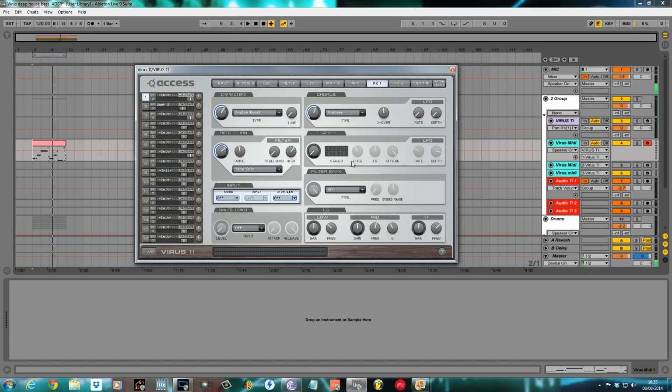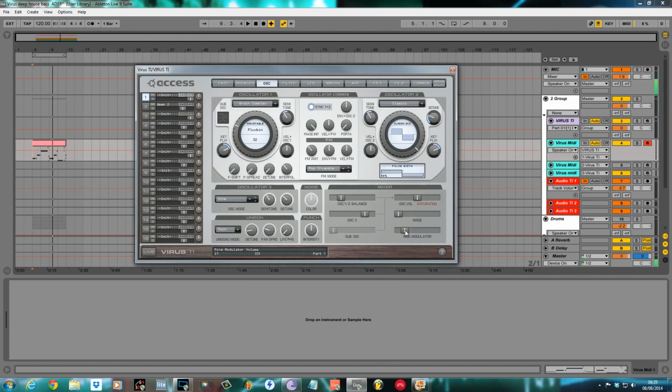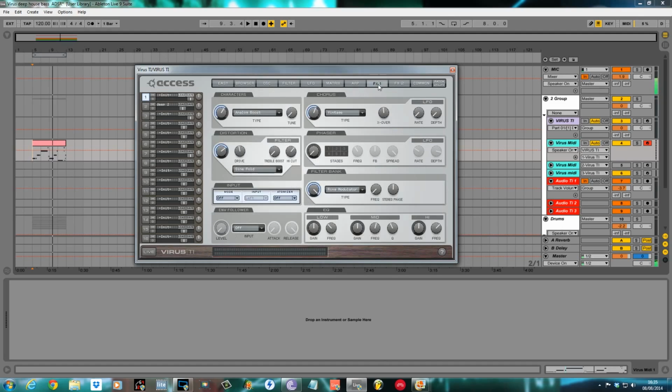I didn't use any phaser for this sound. What I used with the filter bank was a ring modulator. I know we've already used a bit of ring modulation before the filters, but it's nice to have a bit after as well sometimes. It helps give the sound a bit more edge. Only a tiny bit there, the mix about 6 or 7%.